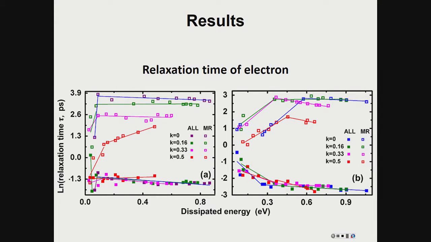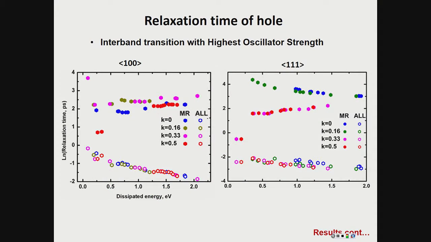Okay. Any questions? Last semester I didn't show this; this is recent data. The same thing for holes. So now the trends are flipped. No, actually the symbols are flipped here compared to the previous one. That's why you are thinking, yeah, this is all transitions, so holes also relax faster.